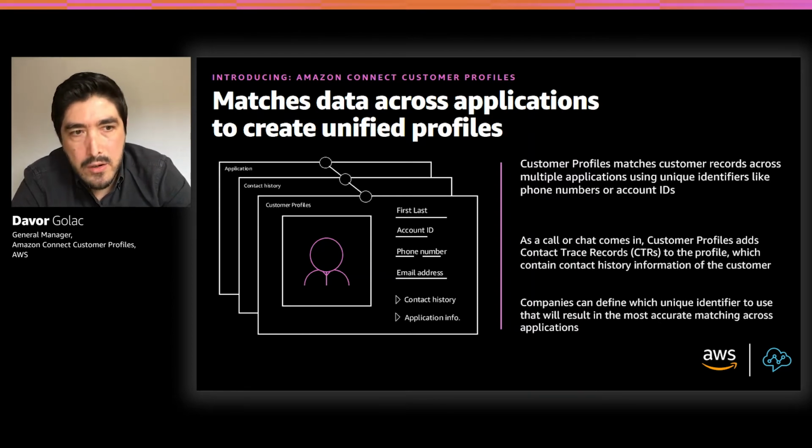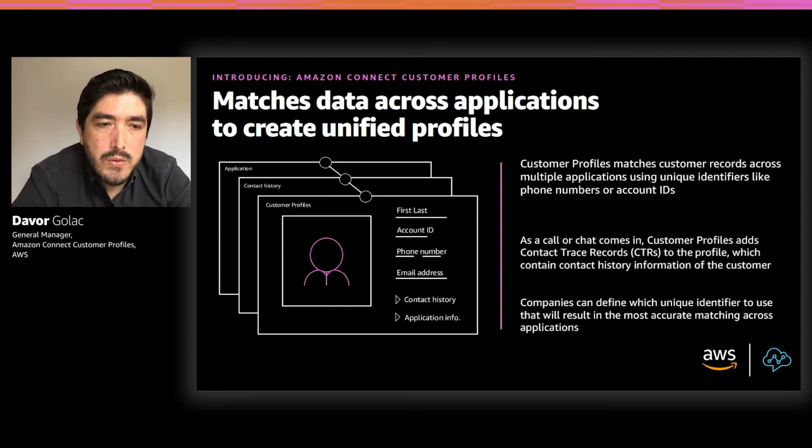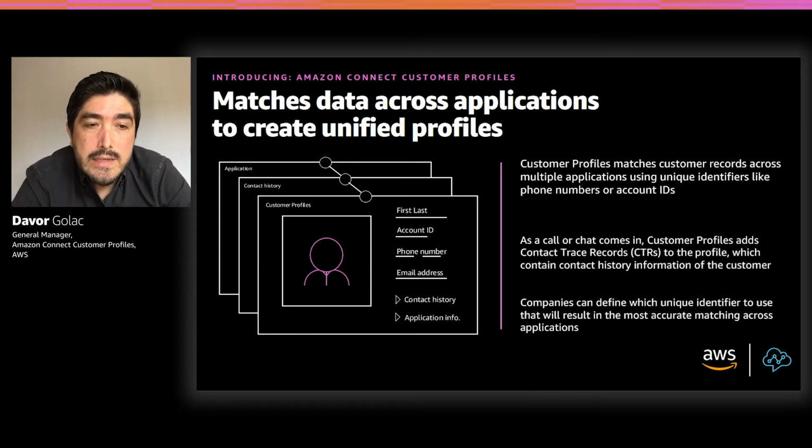Companies can configure if they want to have the matching happen automatically, or if they prefer the agent to confirm the association of these records after verifying additional information with the customer during the call. Companies can also configure which unique identifier to use that will result in a more accurate matching during this process.